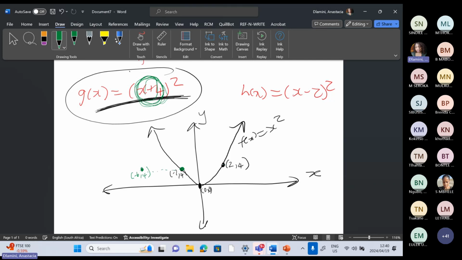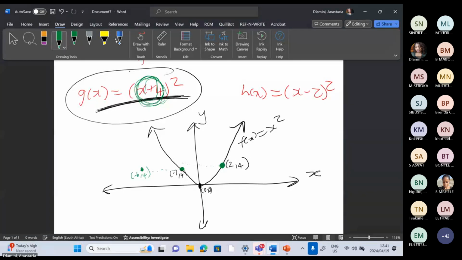And then this point becomes what, guys? 2 minus 4 equals minus 2. Minus 2 and 4. Thank you. So it comes here. Then the origin becomes minus 4 and 0. So this one is minus 4 and 0. Yeah, and the turning point.